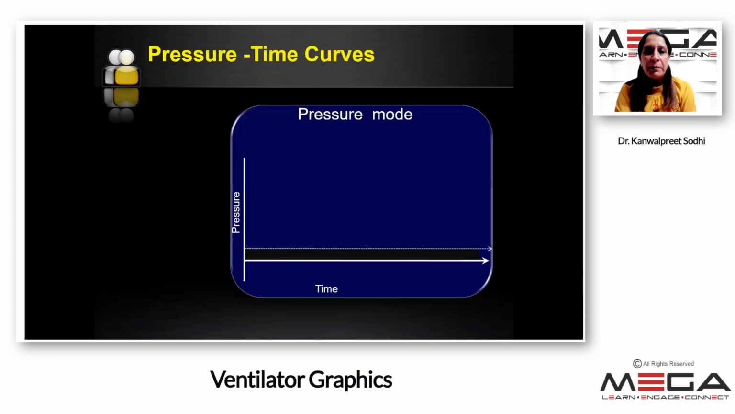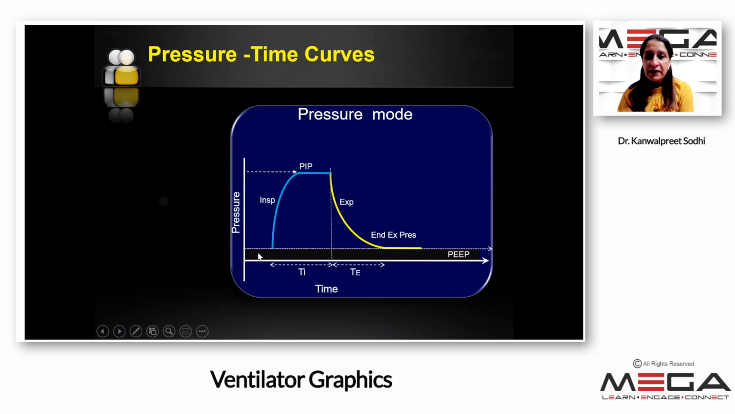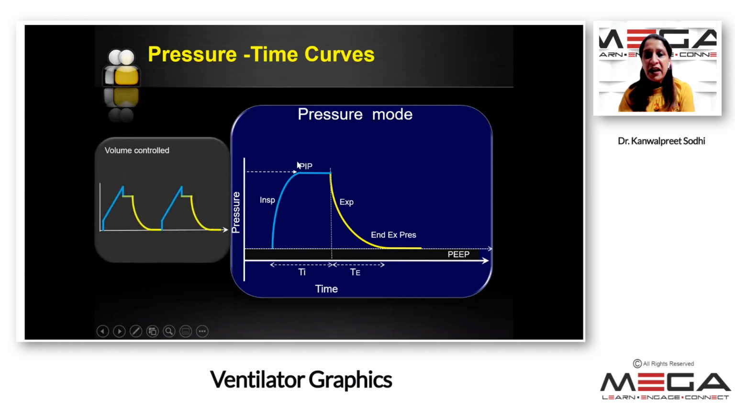So coming on to the waveforms one by one, we come to the pressure time waveform. If we look at the pressure time waveform, the pressure is on the y-axis and the time on the x-axis. Once we start, this is the start of the inspiration, reaching a preset pressure, that is the peak inspiratory pressure, and then a plateau phase comes, and when the expiratory valve opens here, the expiration starts and the waveform comes back to the baseline if there's no PEEP applied. But if I've applied PEEP, the expiratory line will come over here as per the set PEEP. This is the pressure mode.